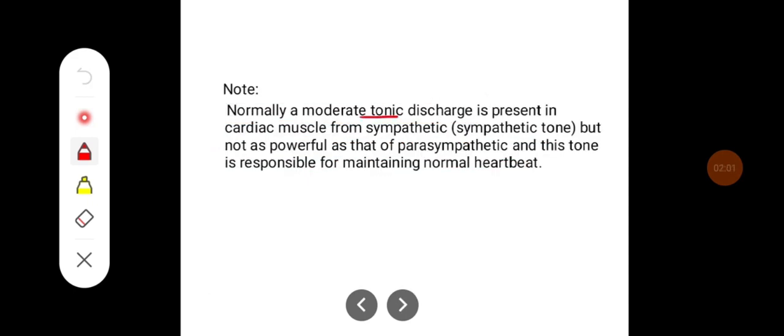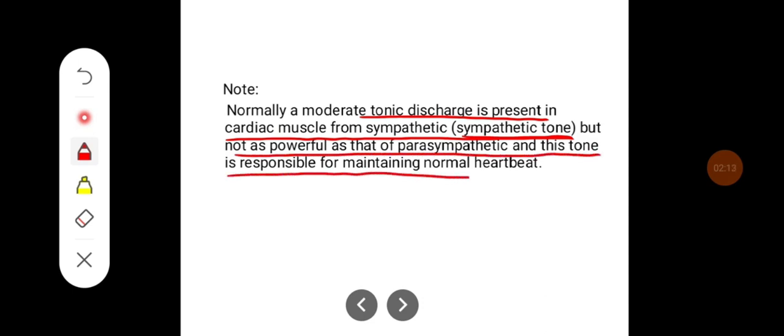Normally, a moderate tonic discharge is present in cardiac muscle from the sympathetic nervous system, which is called sympathetic tone, but not as powerful as that of the parasympathetic, and this tone is responsible for maintaining the normal beat.